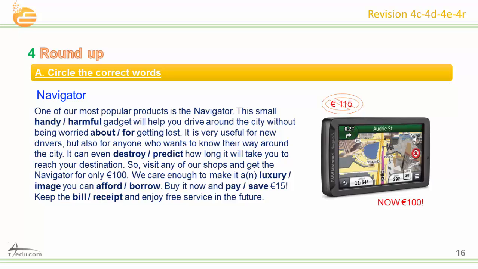Okay, let's start. One of our most popular products is the Navigator. This small, handy gadget will help you drive around the city without being worried about getting lost. It is very useful for new drivers, but also for anyone who wants to know their way around the city. It can even predict how long it will take you to reach your destination. So, visit any of our shops and get the Navigator for only €100. We care enough to make it a luxury you can afford. Buy it now and save €15. Keep the receipt and enjoy free service in the future.